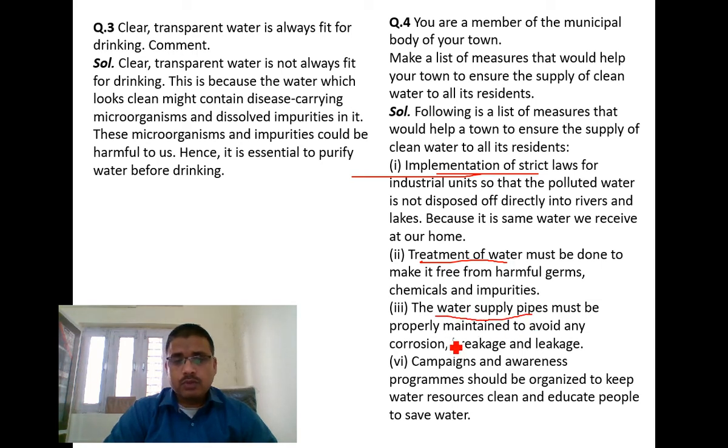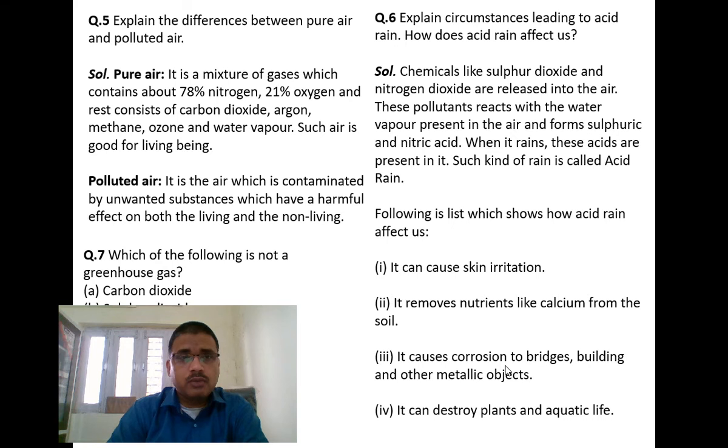These points are important. Explain the difference between pure air and polluted air. Pure air has 78% nitrogen and 21% oxygen. Whereas when these percentages go down, meaning carbon dioxide and harmful gases are more compared to oxygen, then it becomes polluted air.